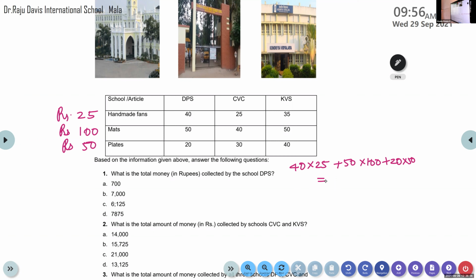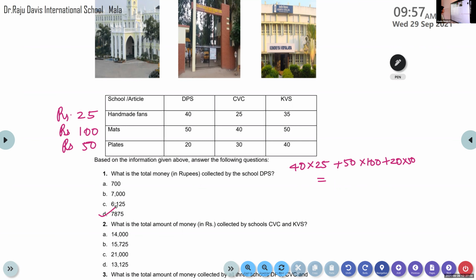Forty into 25, 50 into 100, 50 into 20. What is the answer? Shubham, first one, what is the answer? Ma'am, 7875.